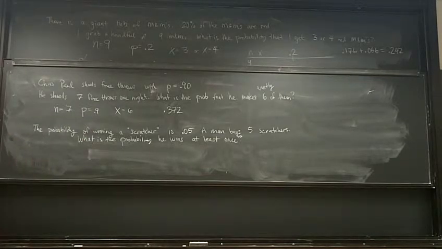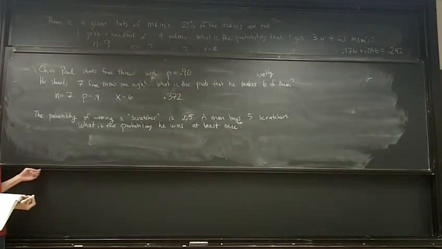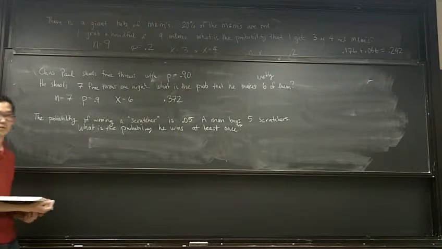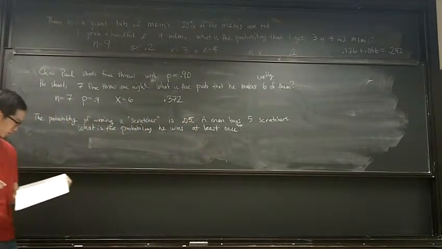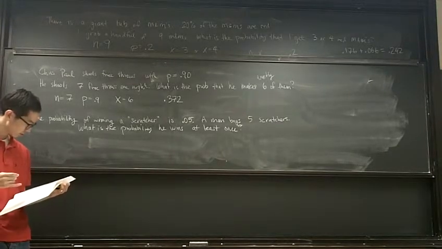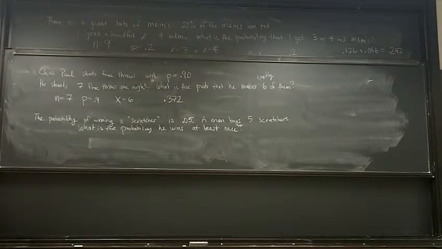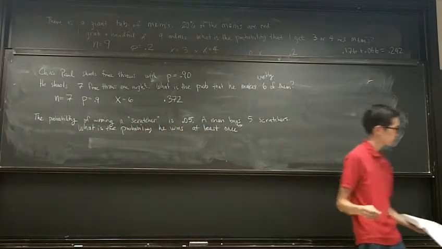Okay, the probability of winning a scratcher is 5%, 0.05. A man buys 5 scratchers. What's the probability he wins at least once? 0.204? Not quite. So what does at least once mean?